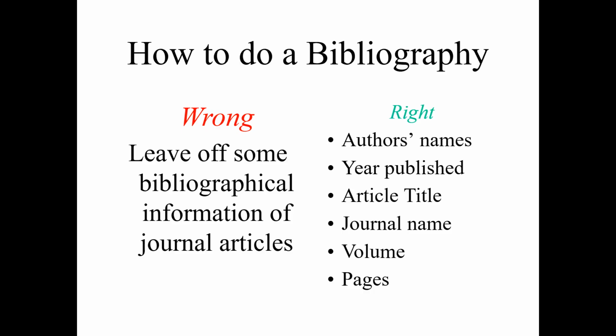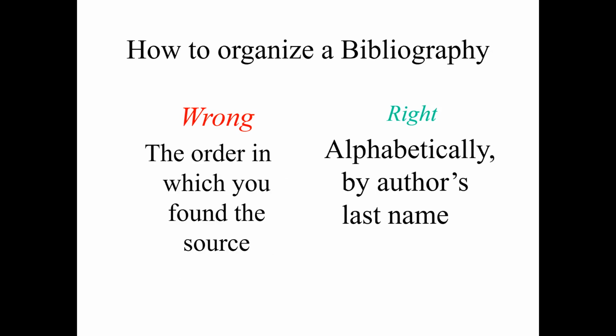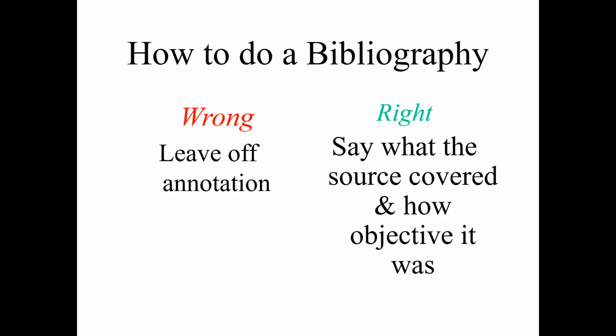If you are quoting an article in a journal or an encyclopedia, make sure it has the author's names, the year published, article title, journal name, volume, and specific pages. If you're quoting an encyclopedia, author's name, year published, article title, encyclopedia name, city and publisher, volume, and page numbers. Organize your bibliographical references alphabetically by the author's last name.